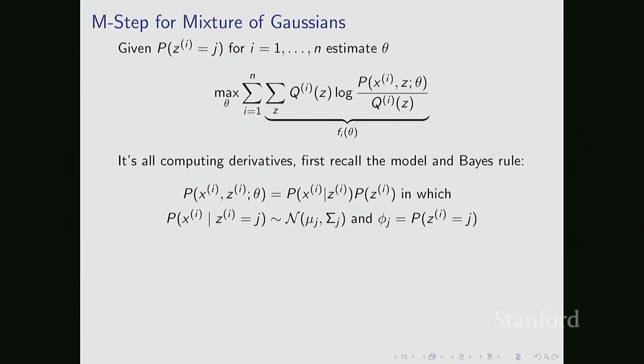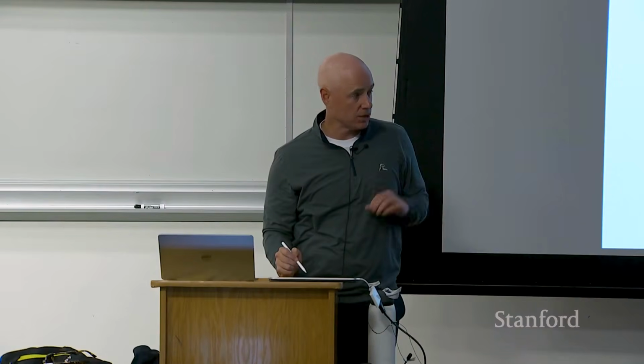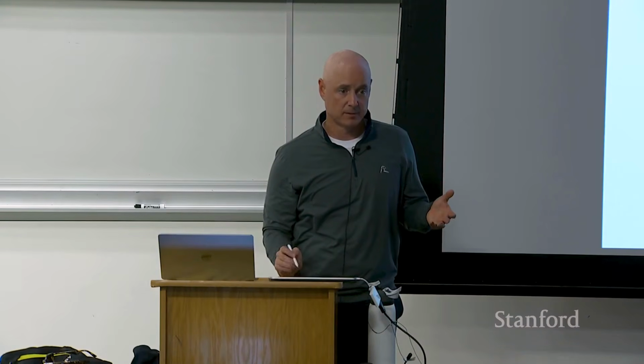Fantastic. Okay, so it's all computing derivatives. Recall, we just computed this stuff. This is just a definition. Xi, once I give you the cluster, this is just a fancy way to say it has that nice Gaussian shape on it. And this is the weight, the strength. This is how often we see each one of the clusters. So this is just reminding you of the model. Nothing's happened.